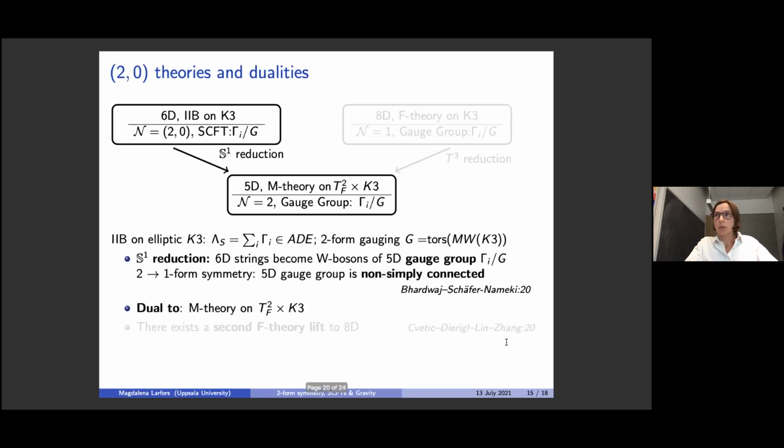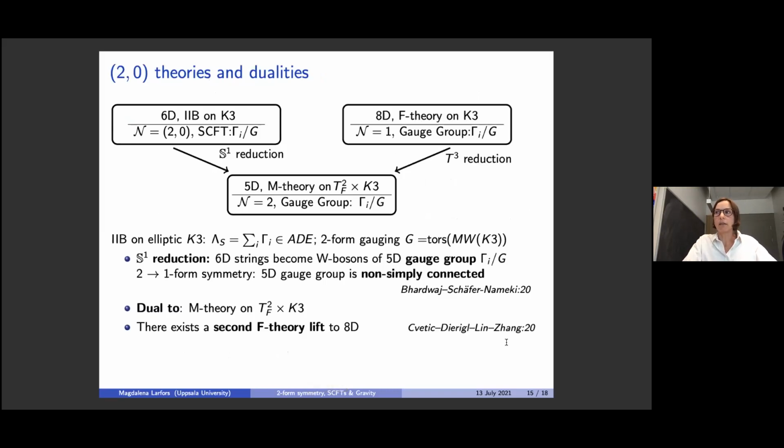Before I conclude, let me mention that you can get support for the idea that the part of the two-form symmetry group that is not broken by BPS strings is indeed not broken, but remains as a gauge group from duality. Yes. I know you said you will conclude.